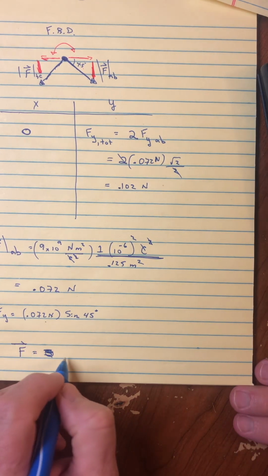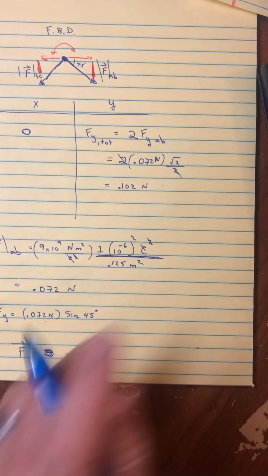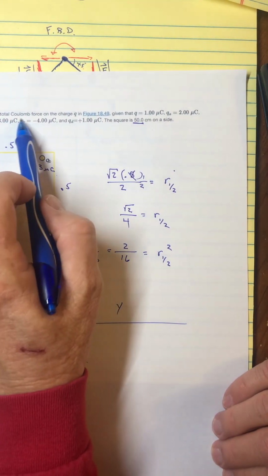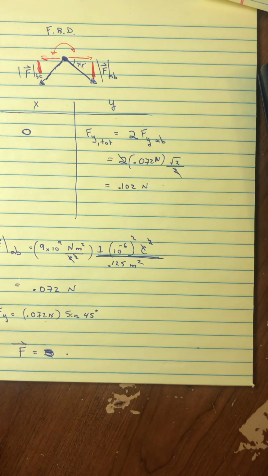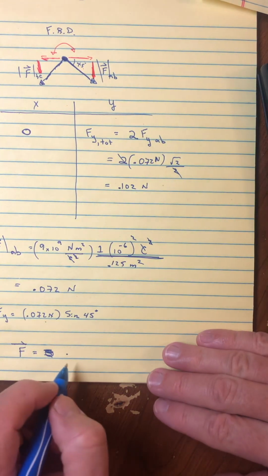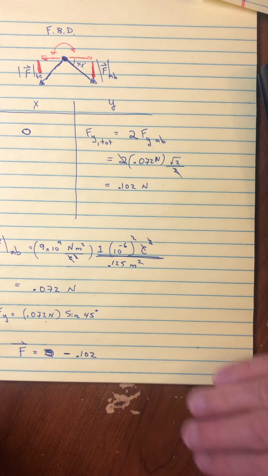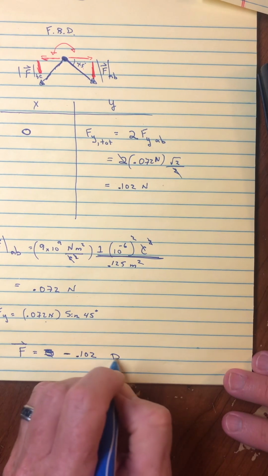And then actually I come back. Did they ask for the magnitude or the direction? Find the total Coulomb force. Total. Okay. So the total force then is a negative 0.102 down newtons.